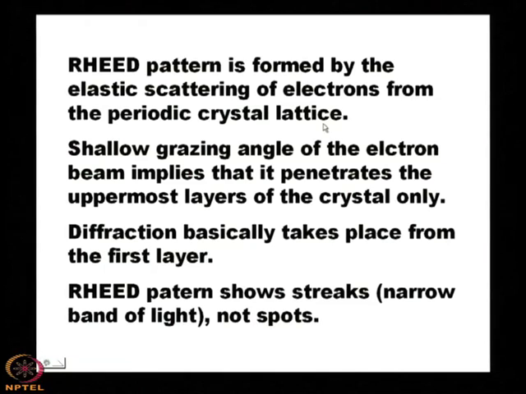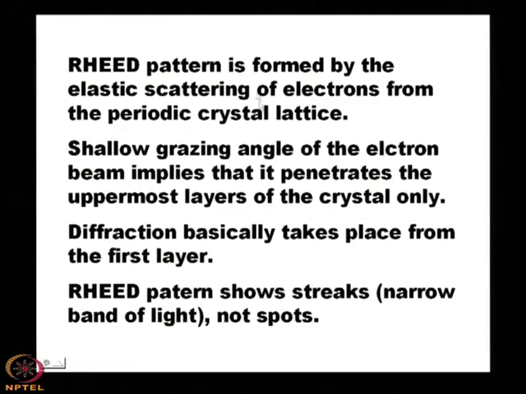When the epitaxial layer is grown, it is a single crystal layer if it is epitaxy. So, what should be the potential of the crystal structure? Periodic potential. It will be a periodic potential because periodicity is maintained in the single crystal. So, the electrons are scattered from the periodic potential. Okay. So, that elastic scattering of electrons from the periodic crystal lattice, that pattern is given by RHEED.